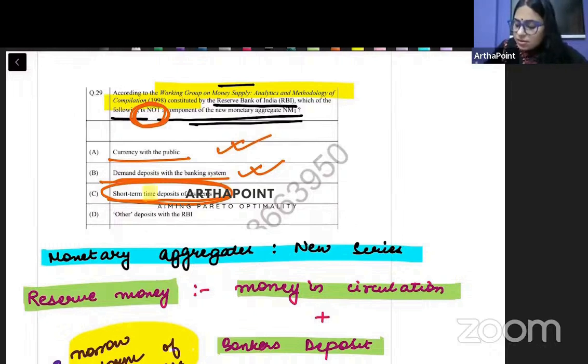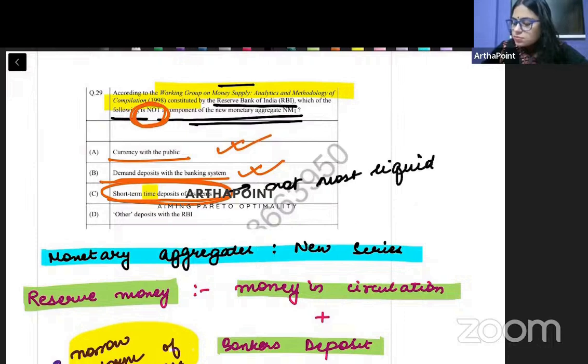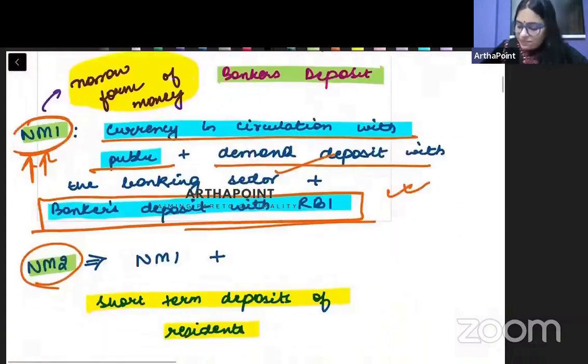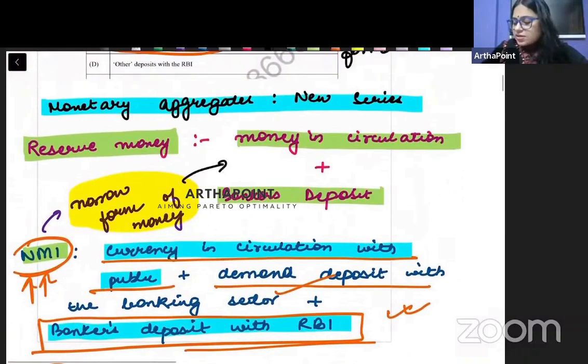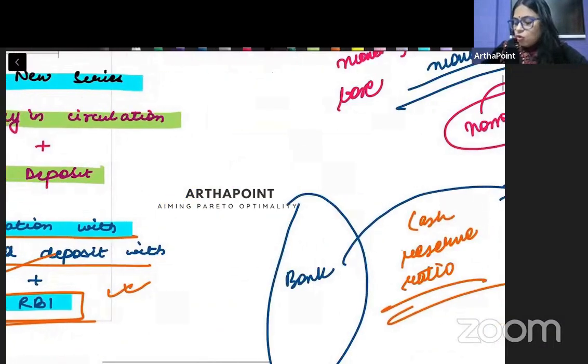But a time deposit, मतलब मैं कुछ समय के लिए deposit कर रही हूँ. If I am depositing money for some time period, then it is not liquid. वो तो illiquid हो गया ना, कि 6 महीने के लिए पैसा मैंने वहां रख दिया. I cannot use that for 6 months. That has become illiquid money. So this is not the most liquid form. और NM1 में most liquid form of money आता है. This only includes the most liquid form of money.